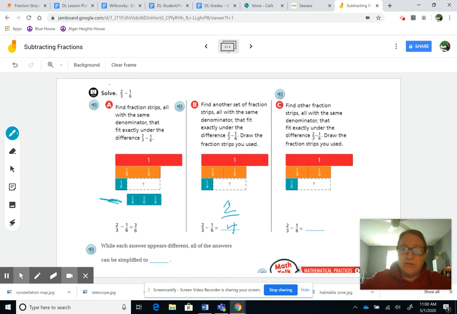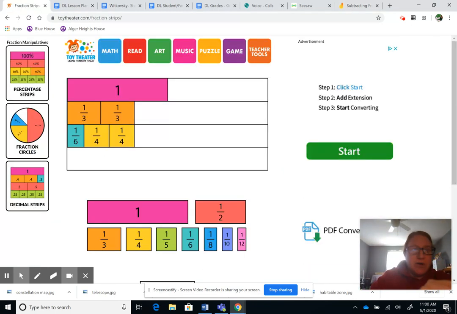Draw and use the fraction strips you used. Oh, you can't draw because we're online. But I'm going to get rid of the fourths, and now I'm going to bounce to fifths. 1 fits, 2 fits, but 3 doesn't. 2 is too small, 3 fifths is too big, so that won't work.